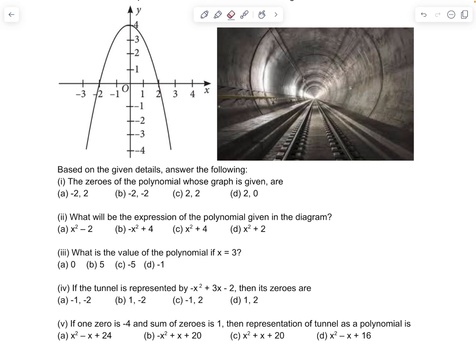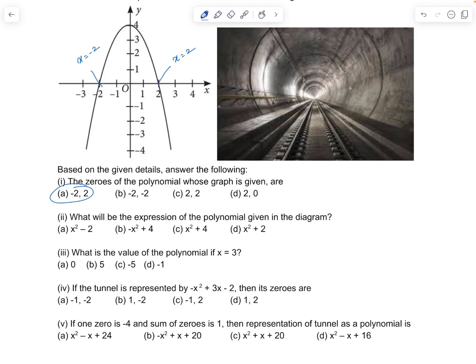Question 1. The zeros of the polynomial whose graph is given are. Now, looking at the graph, it's a downward parabola. The parabola cuts the x-axis at two places. One is at x equal to minus 2 and the other one is x equal to 2. So the zeros are minus 2 and 2. Option A.